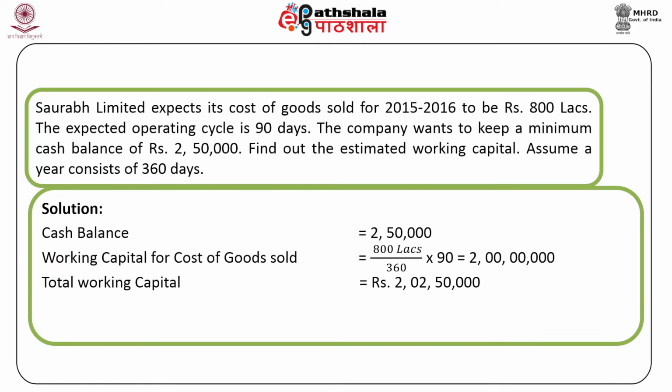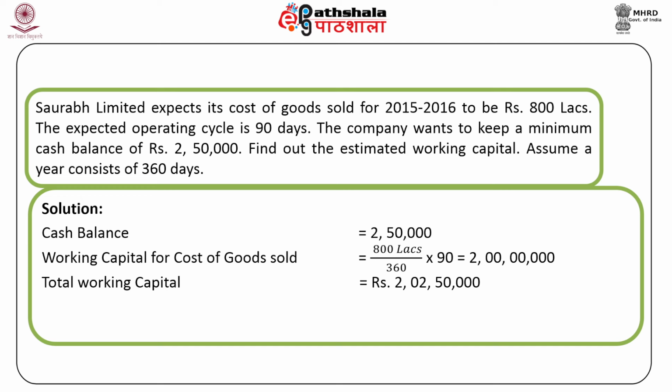Illustration 14.2. Saurabh Limited expects its cost of goods sold for 2015-16 to be 800 lakhs. The expected operating cycle is 90 days. The company wants to keep a minimum cash balance of 2,50,000. Find out the estimated working capital.